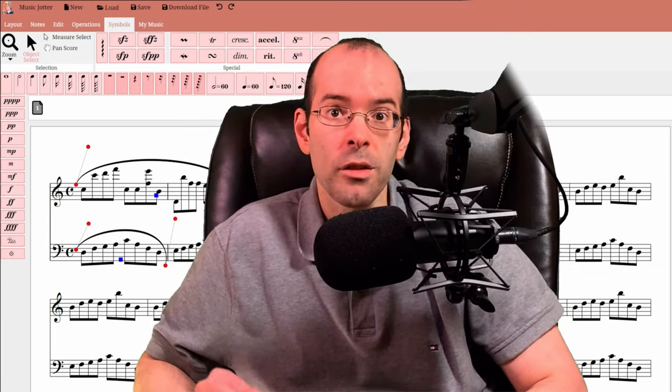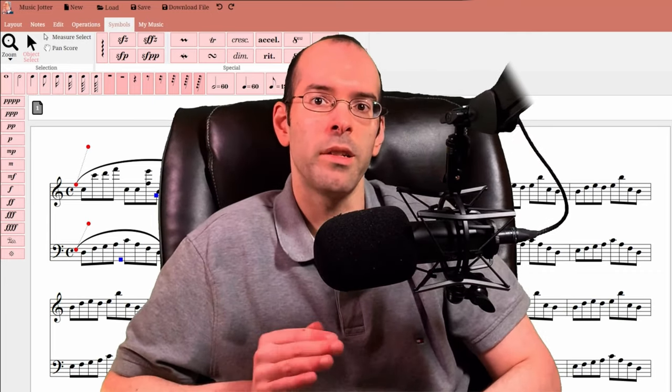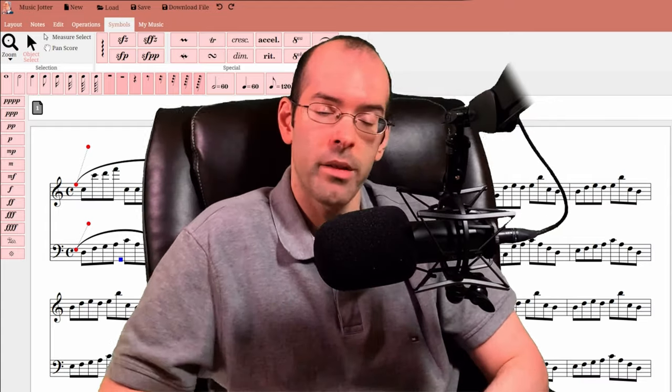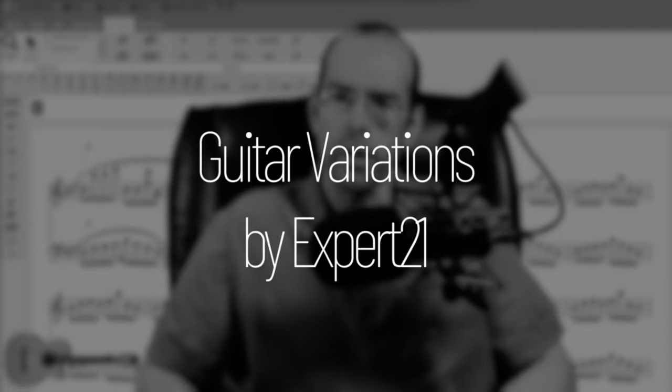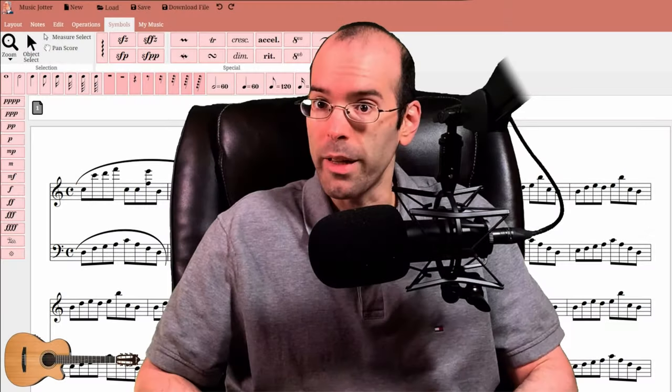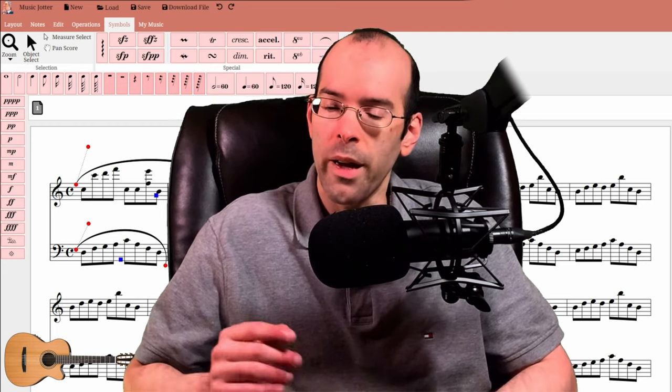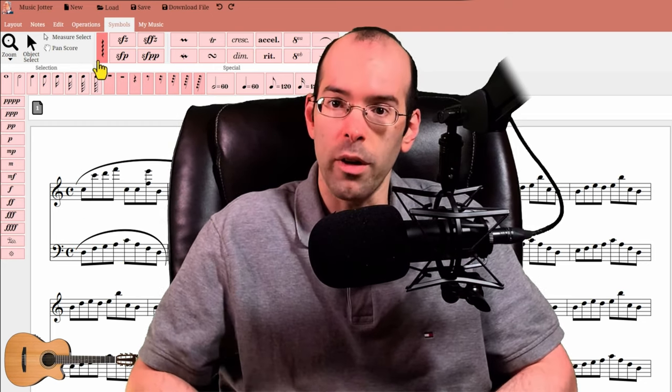I'll also point out that slurs in woodwinds are actually quite similar in technique, where the performer would instead play notes with a single breath. My next example of slurs will be specific to the guitar. And in guitar playing, there are two methods to play a slur. So we have the hammer-on and the pull-off.